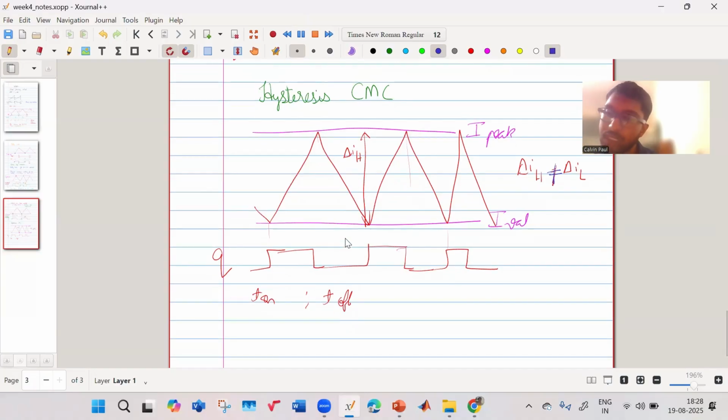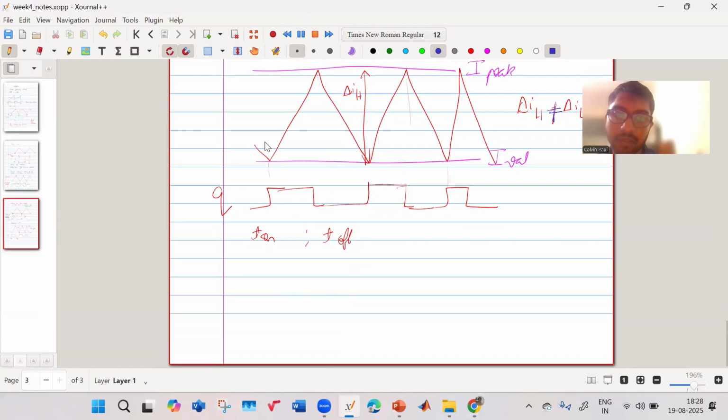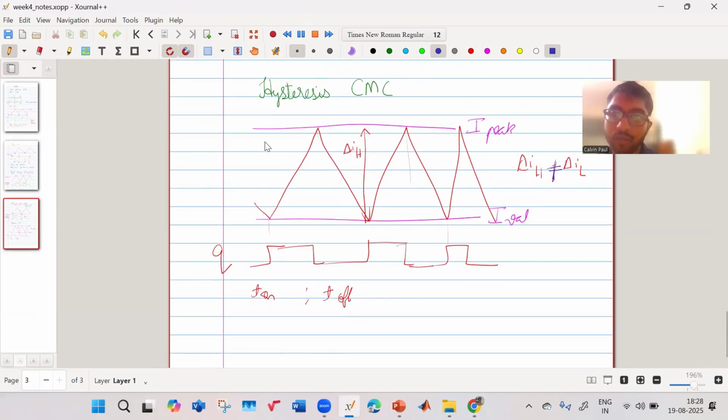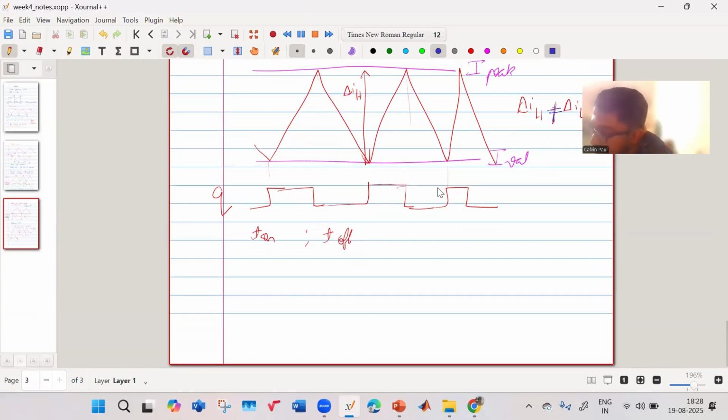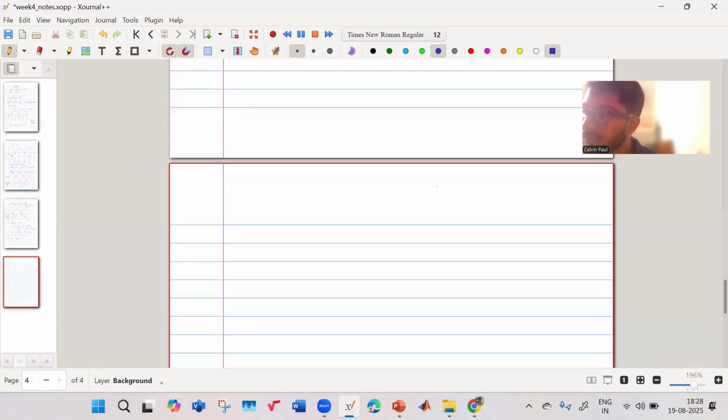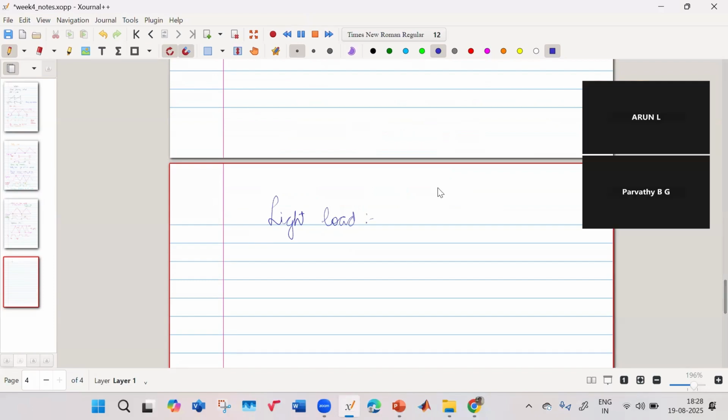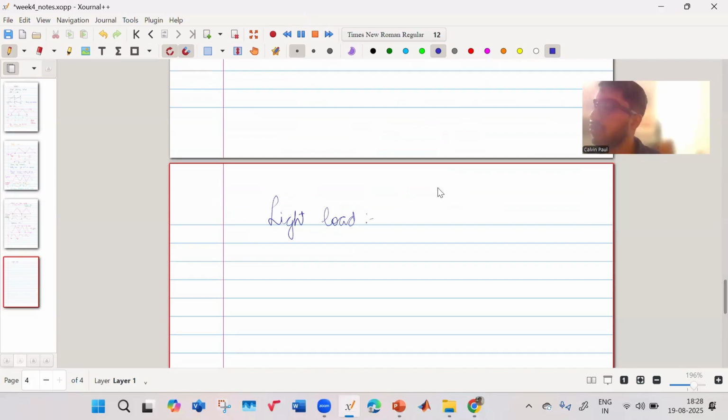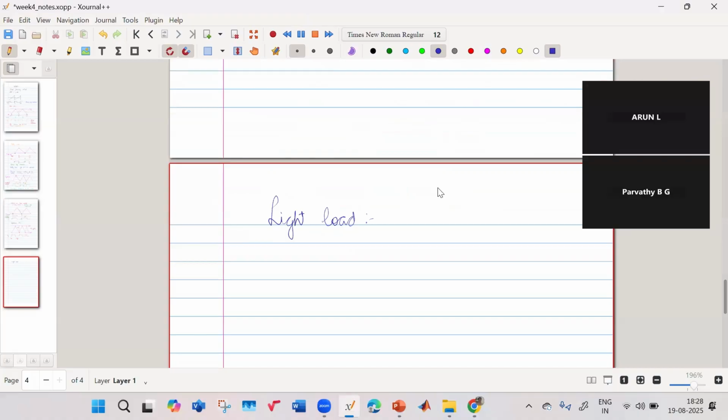Sir has also shown that in his lectures. So the next part is light load. What is light load? Can anyone tell what they mean by light load? Okay, Parvati, you also can answer.